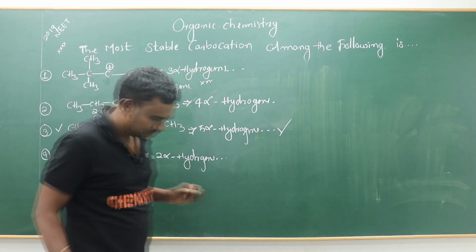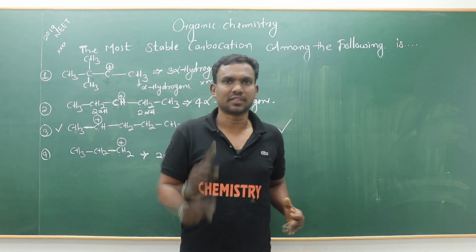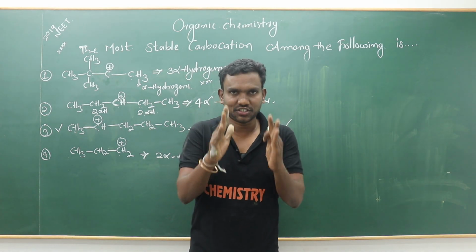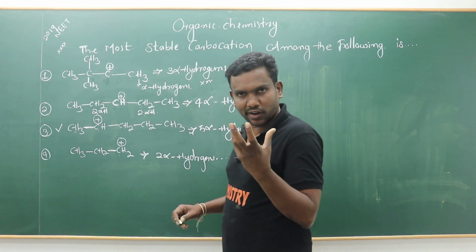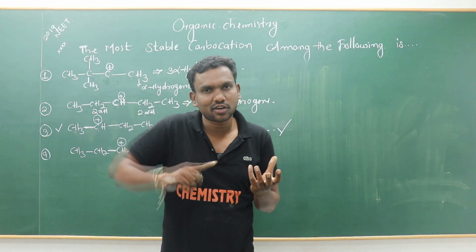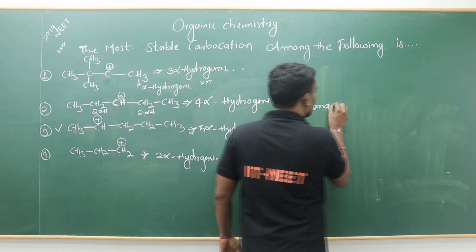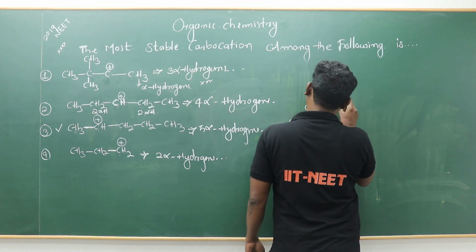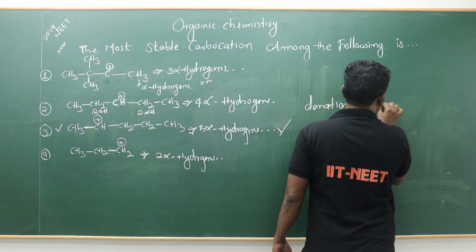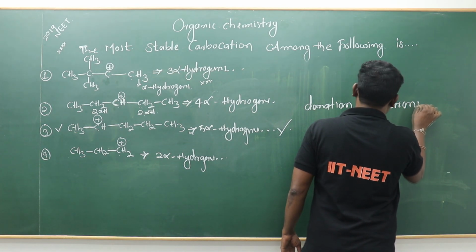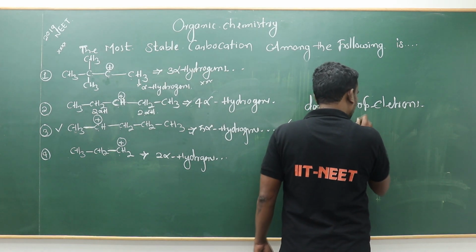Clear sir. If alpha hydrogens are there, that is very stable. Point number 1. Sir, why sir? Why? Actually, what happened here? The more number of alpha hydrogens means what? The donation of electrons, donation of electrons more.